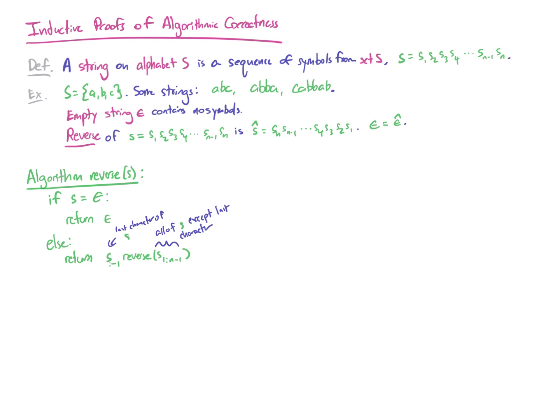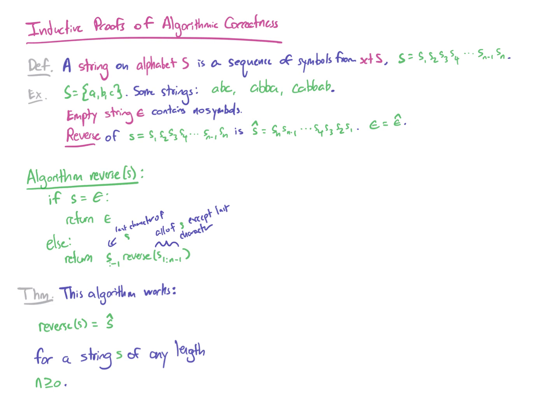So, theorem, mathematical fact, guarantee, count on it. This algorithm works. And what do I mean by works? I mean that the reverse of a string s, as calculated by this algorithm, is guaranteed to be the definition of the reverse of the string s. So reverse, the function, always correctly calculates reverse, the mathematical object, for a string s of any length n greater than or equal to 0.